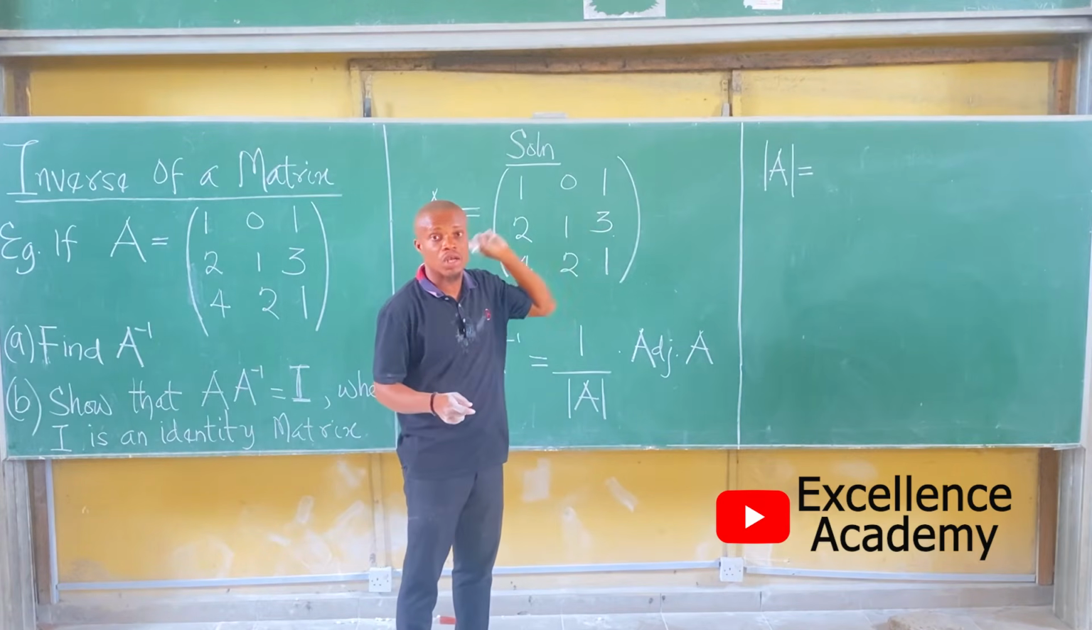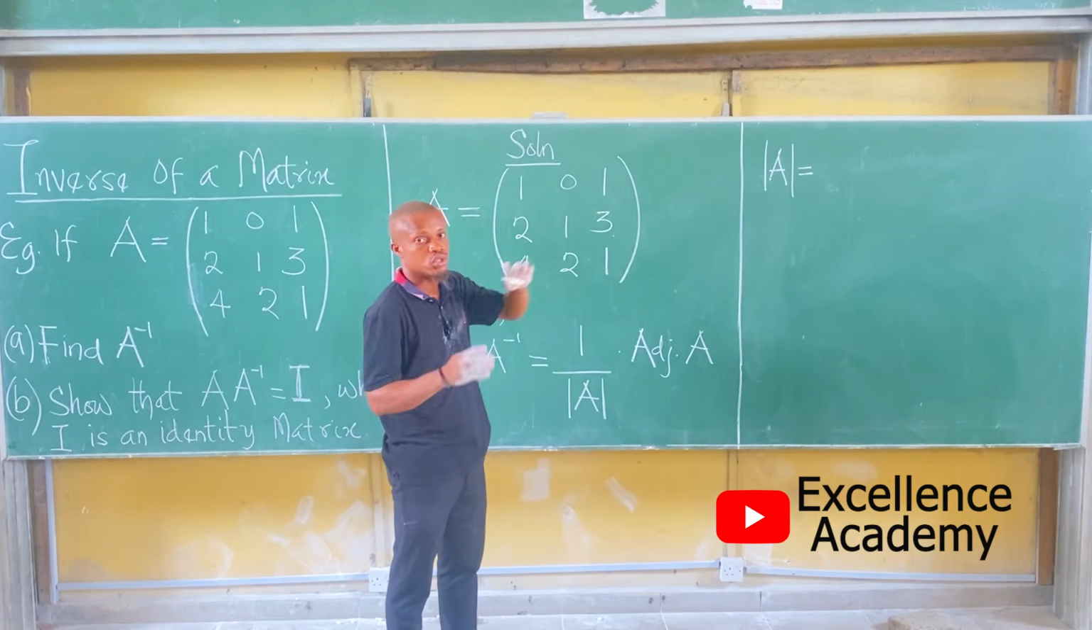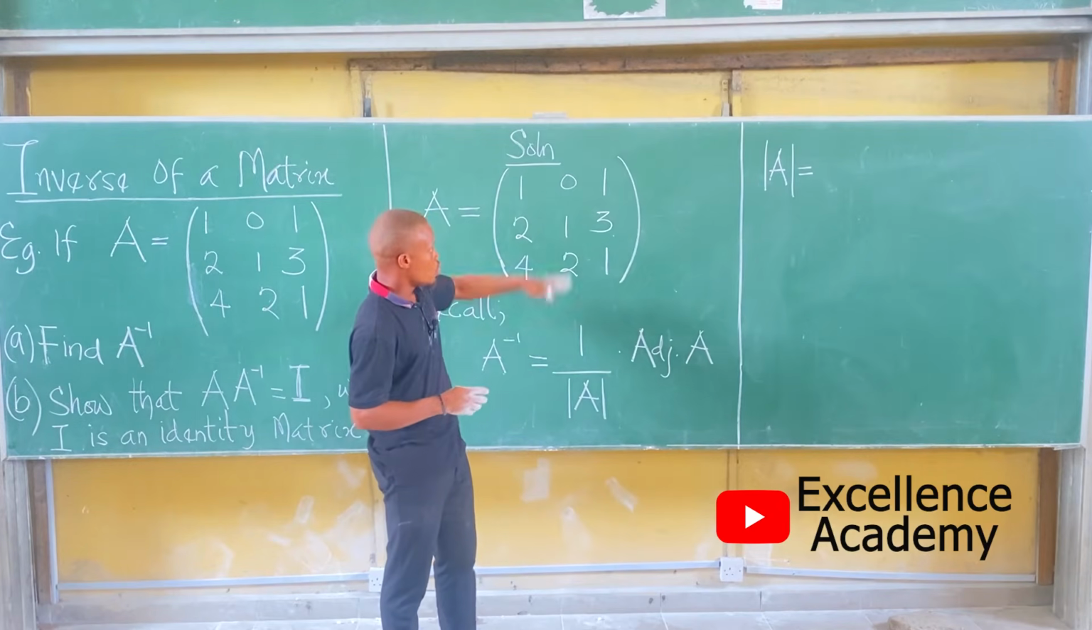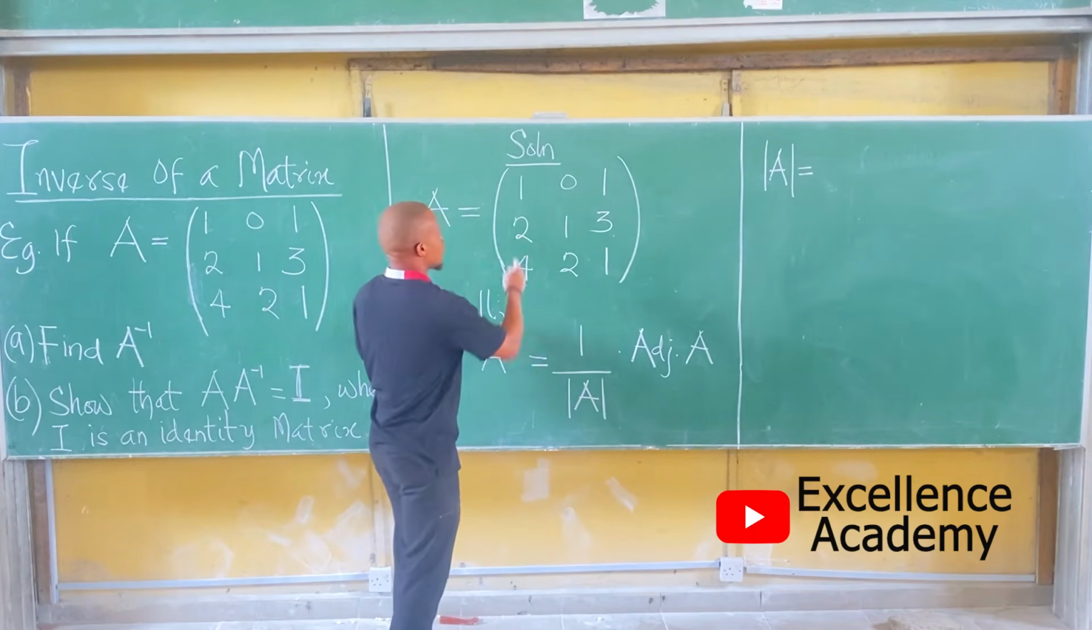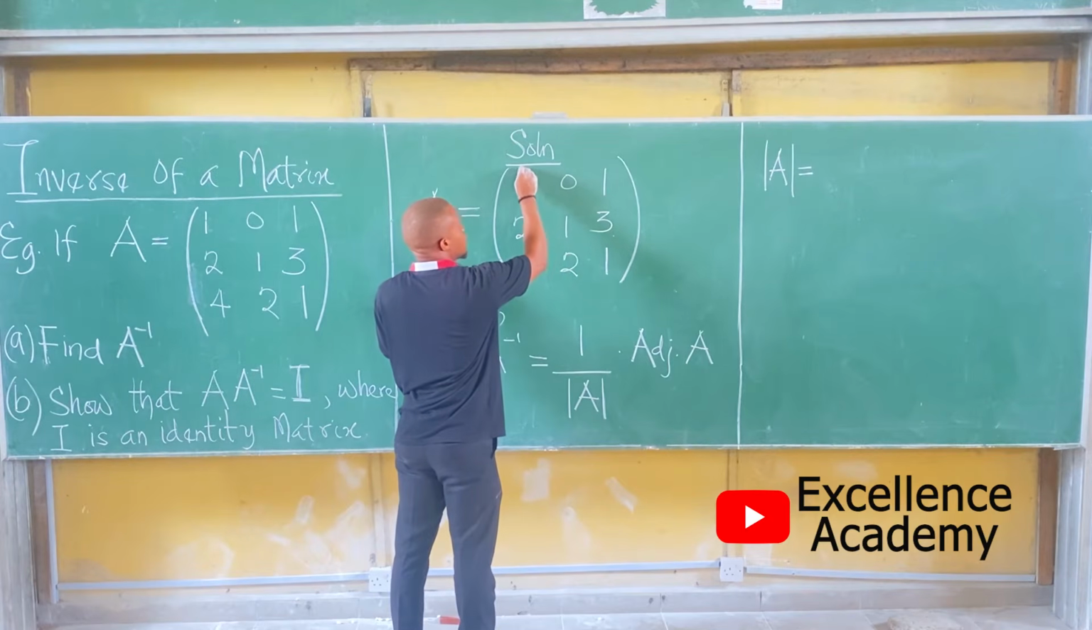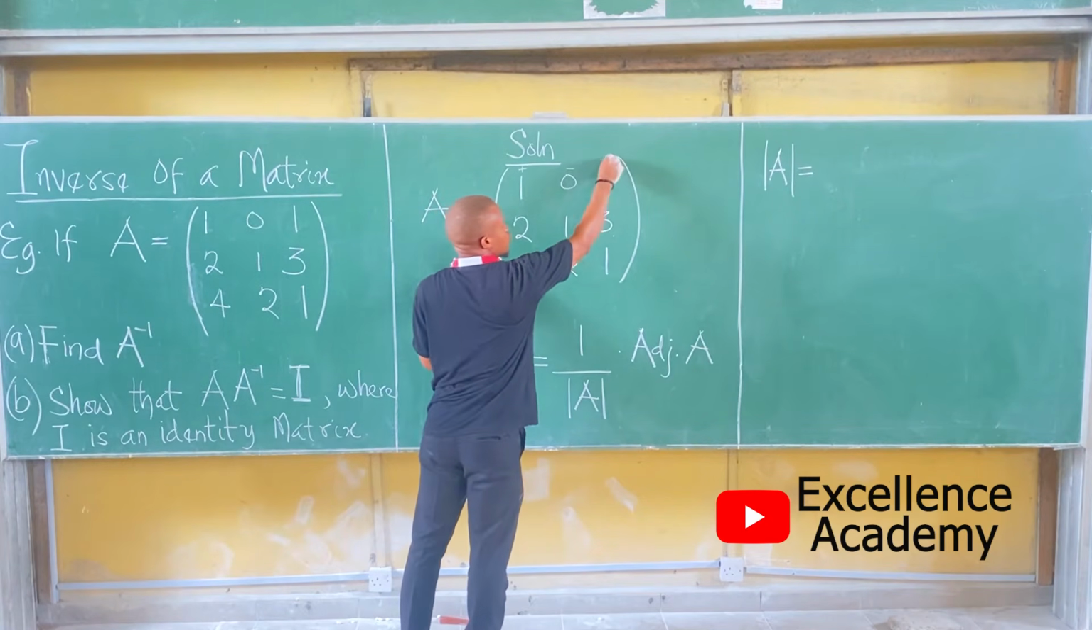Just the first row alone. Just the first row, since you're not dealing with a cofactor. We deal with what? The first row alone. And for the first row, I'm having what? A plus, minus, plus, right?